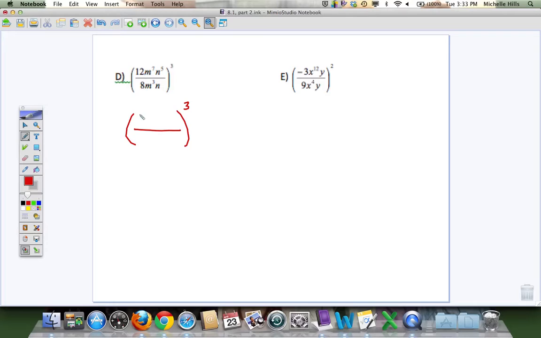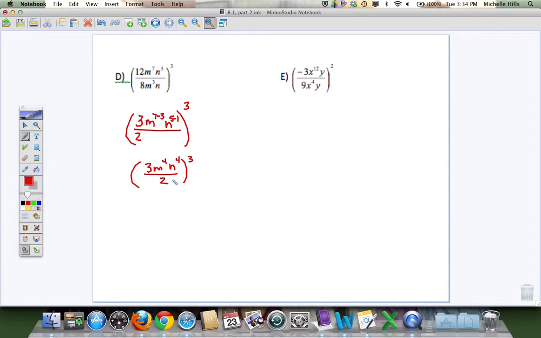4 goes into 12 3 times, and 4 goes into 8 twice. Oops, I say twice and I write 8. Do not write this as 1.5. Simply reduce it to 3 over 2. And then using the property we just learned, that's m to the 7 minus 3 power, n to the 5 minus 1 power. So I end up with 3 m to the 4th, n to the 4th over 2.